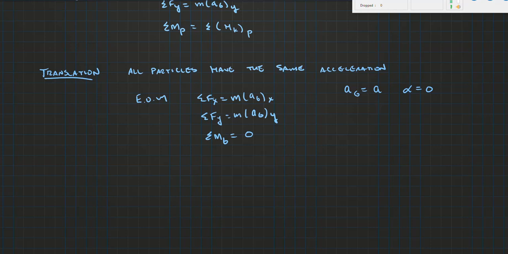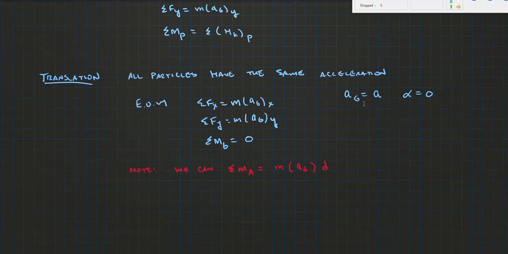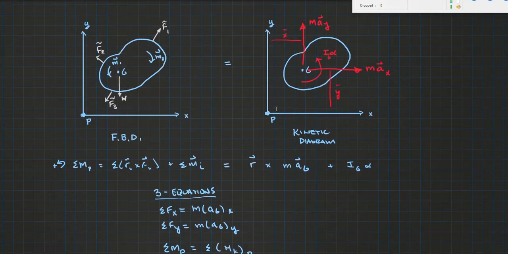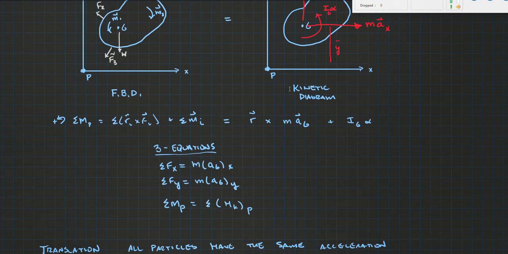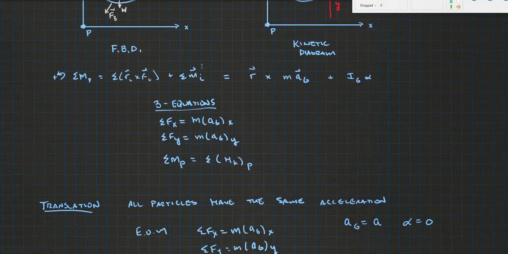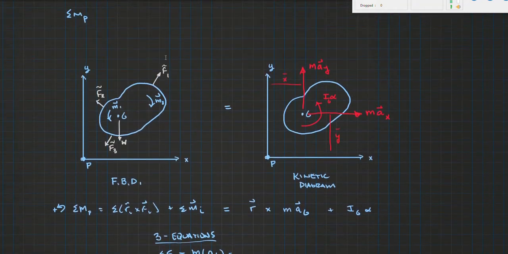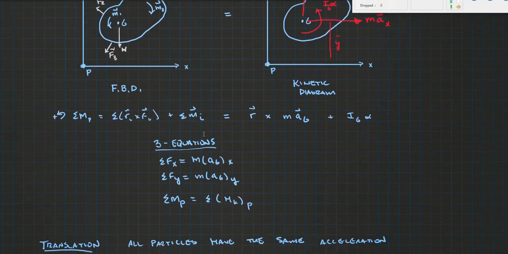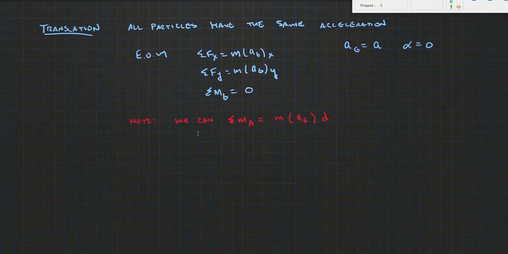Now, we can sum moments about any point if we wanted to, like say for example point P or any other point other than the center of mass, if it might simplify our problems. And sometimes we do this if we want to eliminate a force in the equations. We could sum moments about a point where the line of action of the force goes through it, so it had no moment arm.